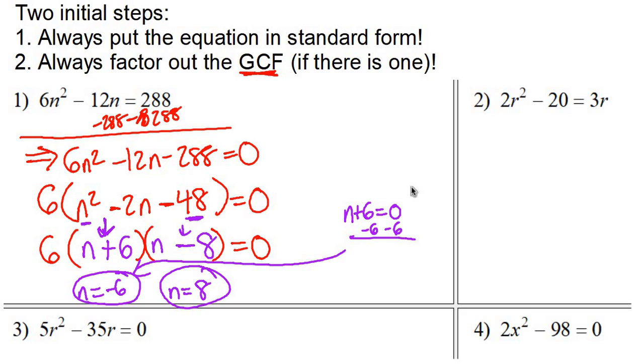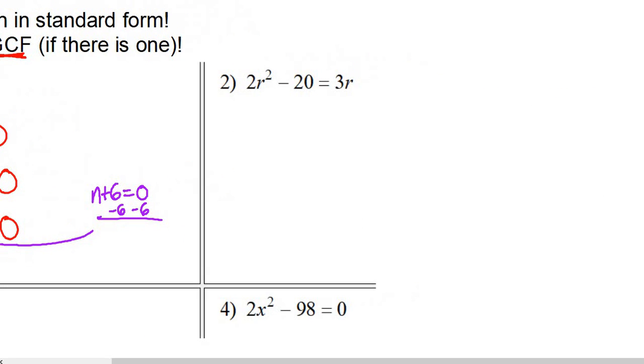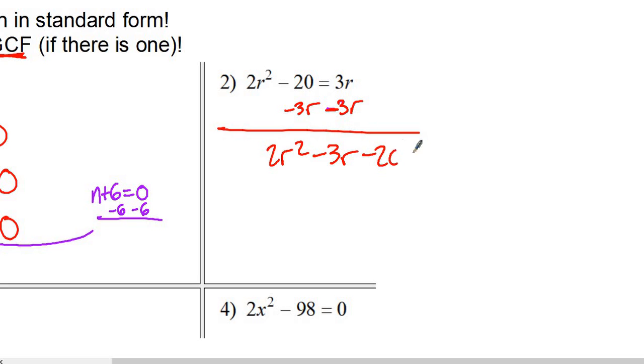So number 2, first thing is we need to put it in standard form, so let's do that. So we will subtract the 3r from both sides and put this in standard form. So we have 2r squared minus 3r minus 20. Second step is to look for a greatest common factor, but in this case there is none because 2, 3, and 20 don't have any number in common that could be a factor of all of them.